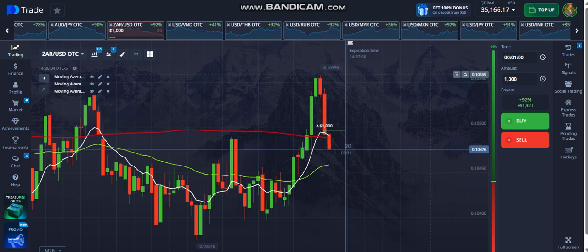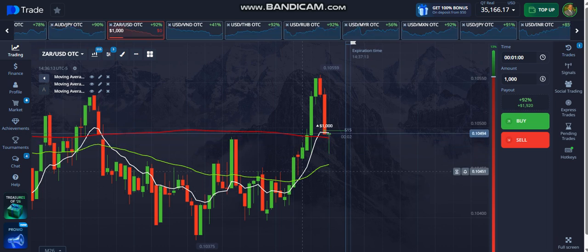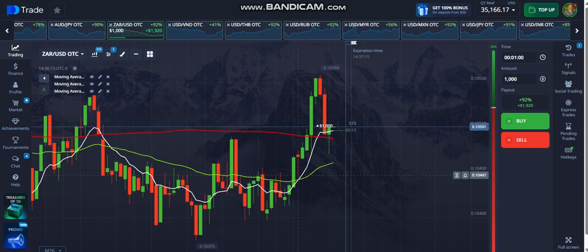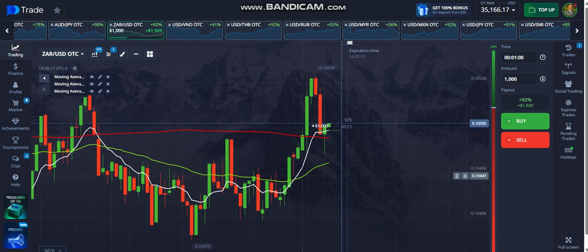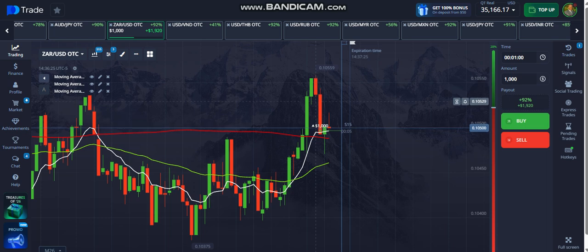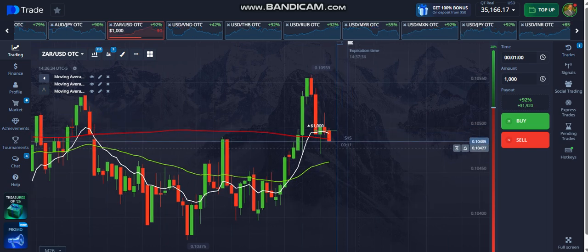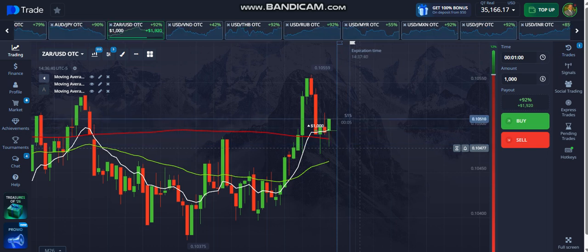Okay, so I'm on the ZAR USD OTC pair, and similar to the previous trade, I look for that white 10 EMA line to cross the 50 EMA line first. Then it had a strong bullish movement happening, but then I waited for the retracement of the price back to the 10 EMA line, and then I took a trade in the upward direction. I took a buy trade. So let's monitor this trade and wait for the expiration.